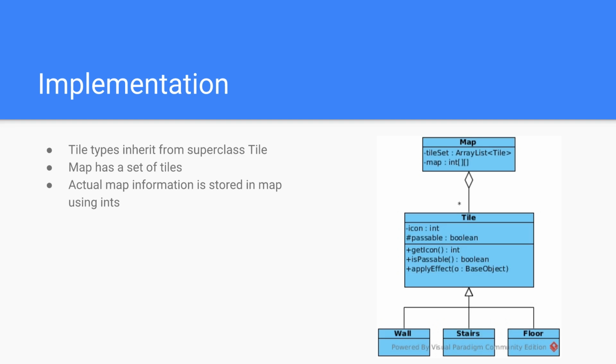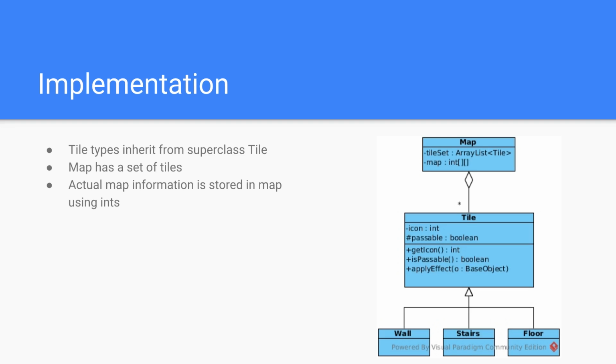Each of those ints corresponds to an index in the tile set array list. It is done this way so that we would not have to have an individual tile for each actual tile on the map. This way we could save a lot of resources.